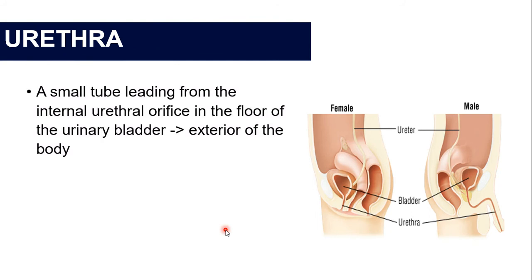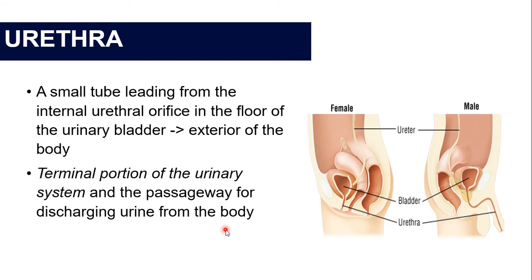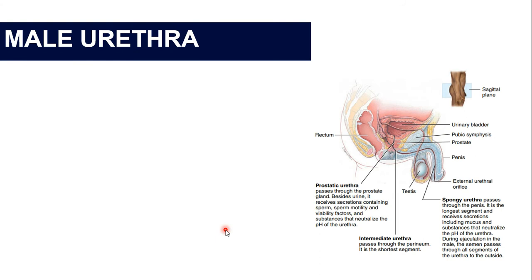So the next organ we have here is the urethra. The urethra is a small tube leading from the internal urethral orifice in the floor of the urinary bladder to the exterior of the body. So that is our urethra. It is also the terminal portion of the urinary system and the passageway for discharging urine from the body. That's for both males and females.